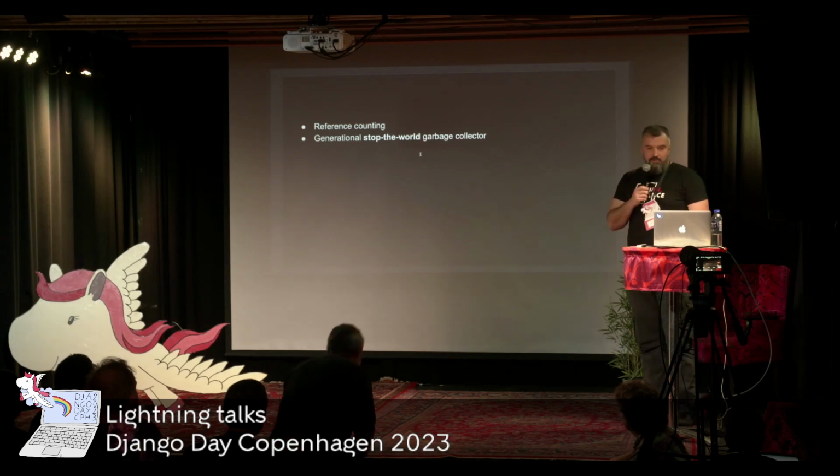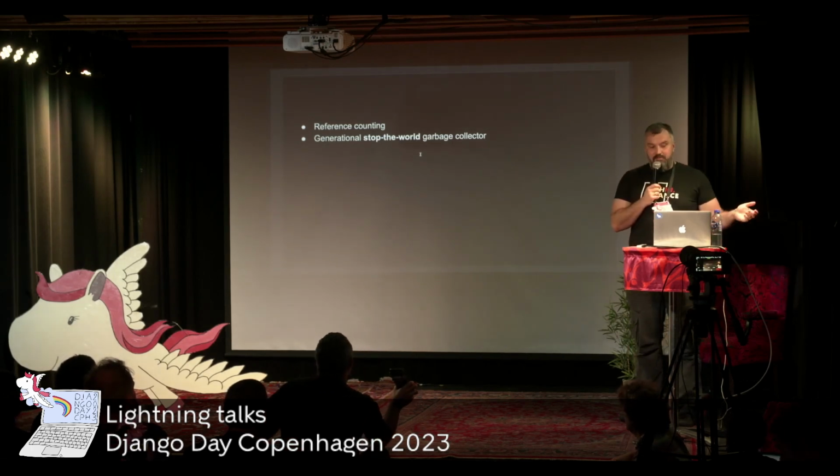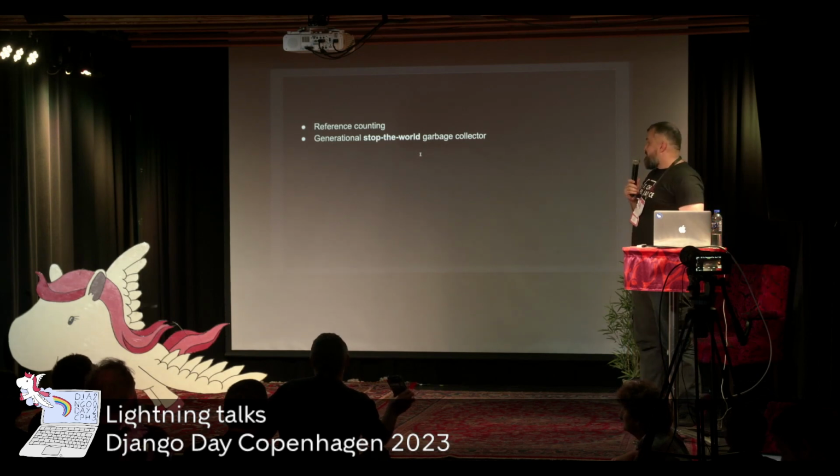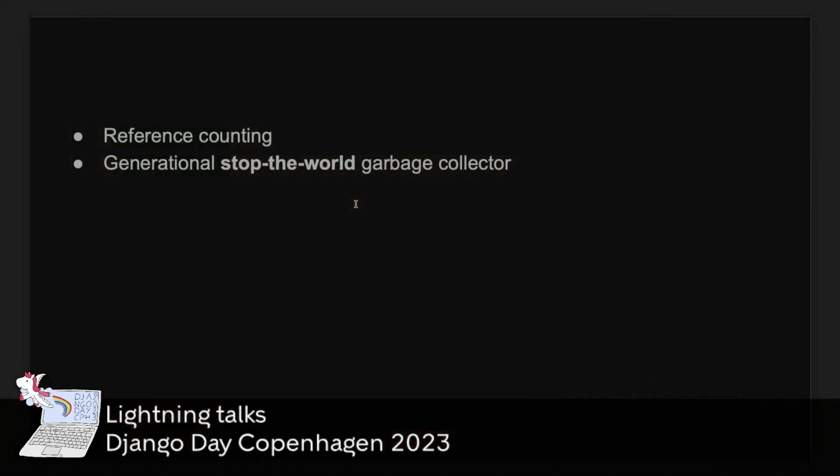So we all should know by now that Python uses reference counting to release the memory, and that is happening in most of the cases. However, there might be some circular references, and for that there's the garbage collector. And the most important thing is it stops the world. It means that none of your code will execute during that.